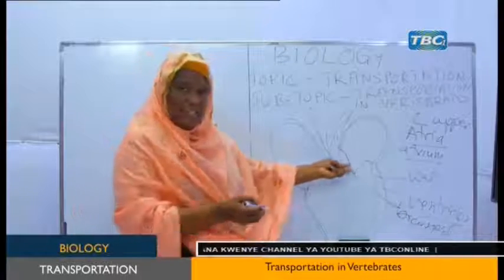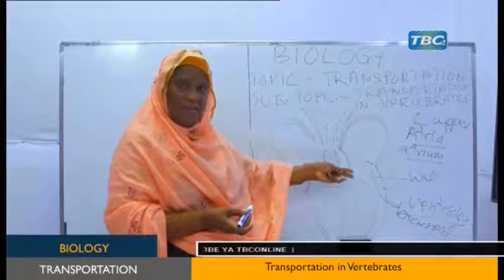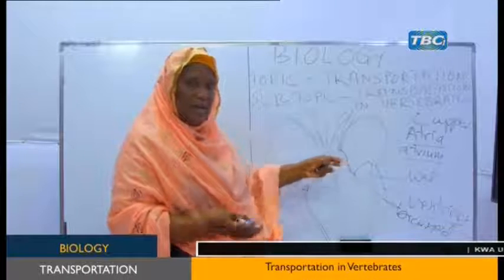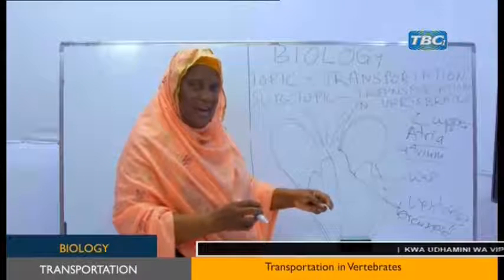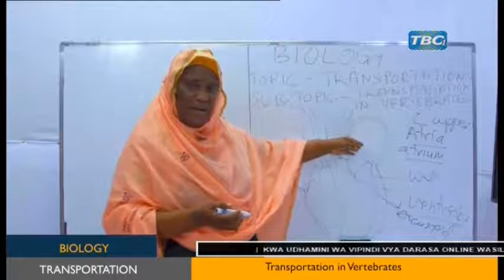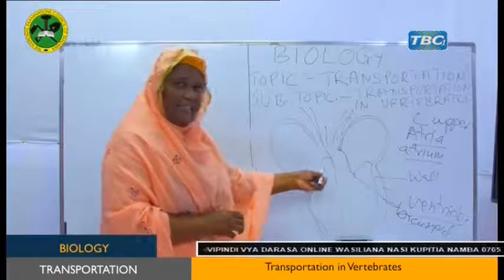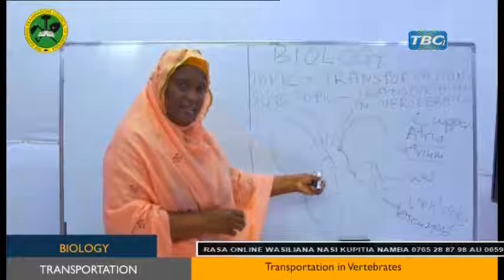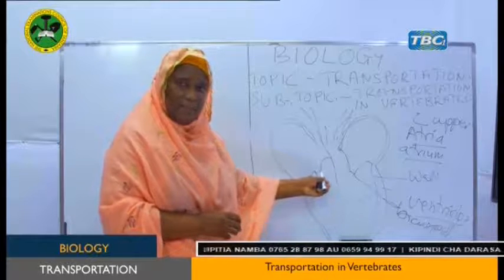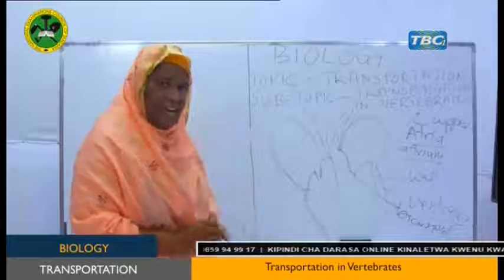When it closes, it prevents entry of blood from the upper chamber to the lower chamber. And when it opens, it allows entry of blood from the upper chamber to the lower chamber. And on the right hand side, there is also this valve. The valve here is known as tricuspid.